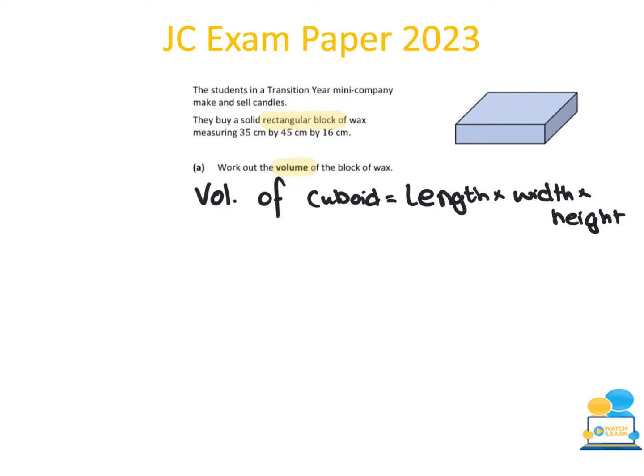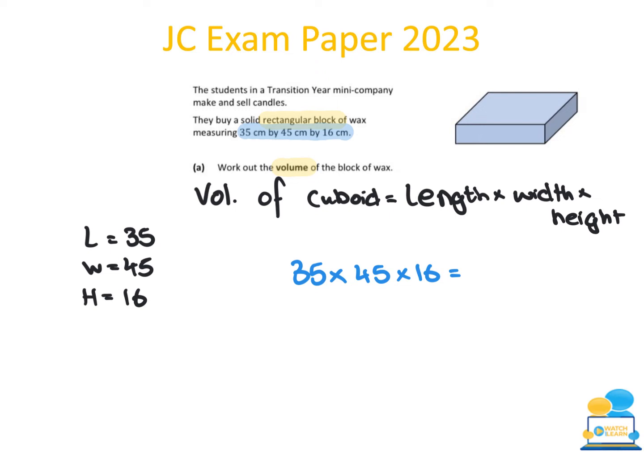So they have given us these dimensions in our question. They have told us that the block measures 35 by 45 by 16 centimetres. So I will just write down what each one of those represents. I'll say the length is equal to 35, the width is equal to 45, and the height is equal to 16. I can now input those directly into my formula. So my formula was length, which is 35, multiplied by my width, which is 45, multiplied by my height, which is 16. And inputting that into my calculator, I should get out 25,200.